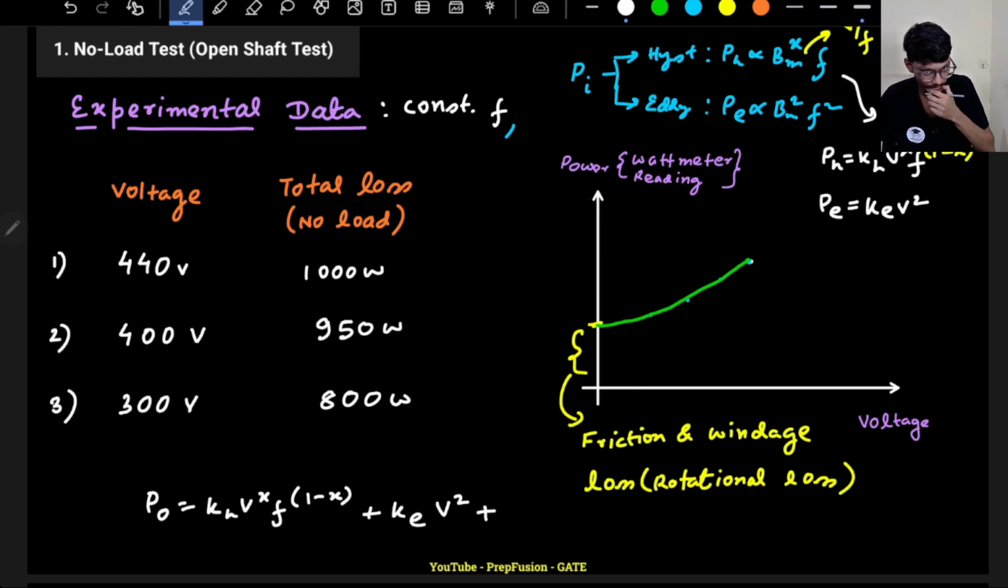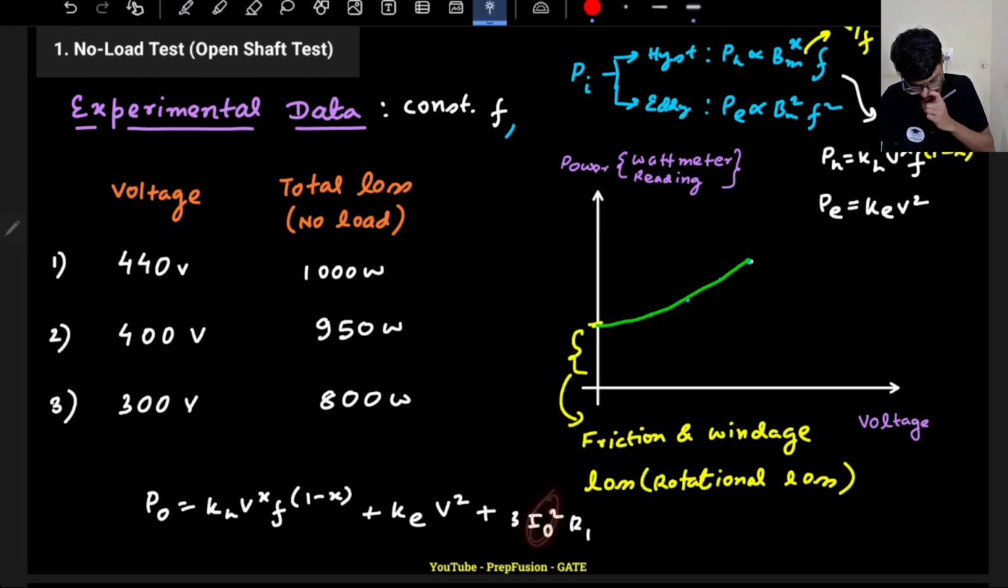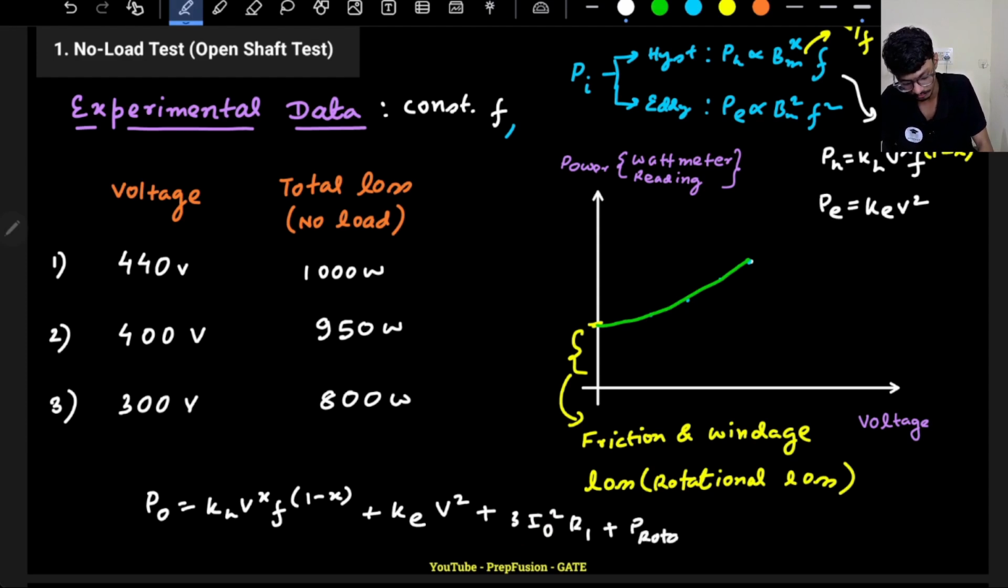plus remember you have the stator copper loss, right? If you are changing the voltage constantly, your currents also will change. You will measure the currents, 3 I0 square R1. This also will change, right? This also will keep on changing. So you will measure the current and put it in this equation. Plus the rotational losses is constant, that you have already found out, right?